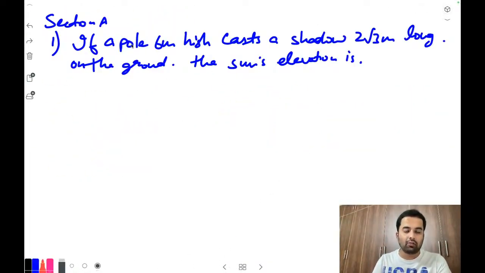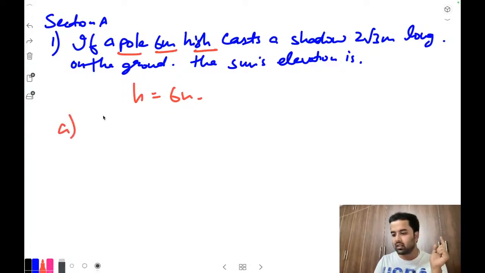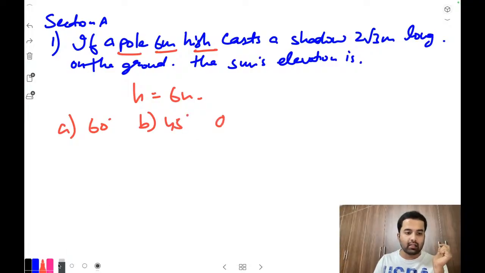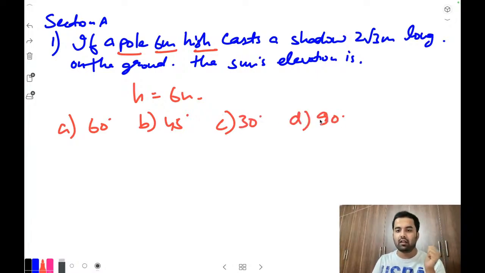See, now check the question. If a pole 6 meter high, which means the height is given here. Height is 6 meter. Before that, let me mention the options. A value is 60 degree, B value is 45 degree. And if you know the answer, you can do it directly. Just continue, because this is an MCQ. No issues.